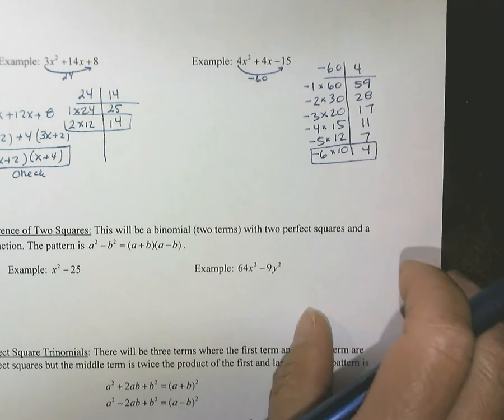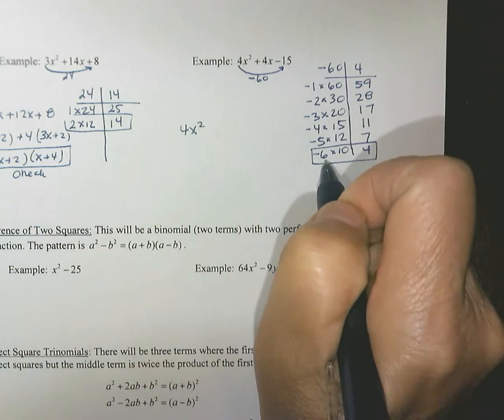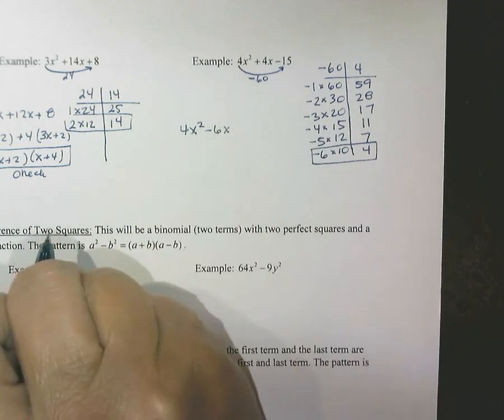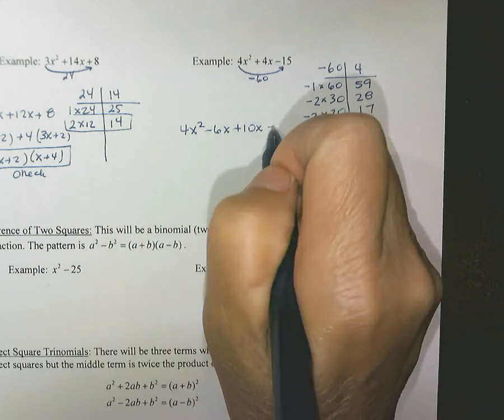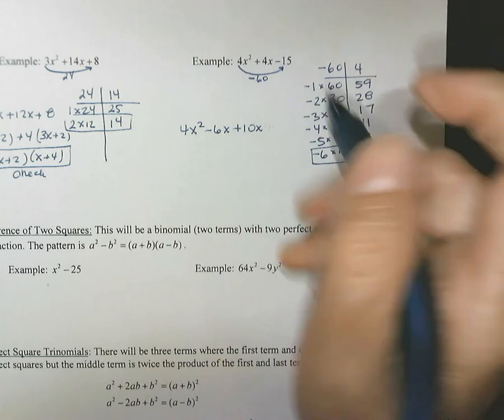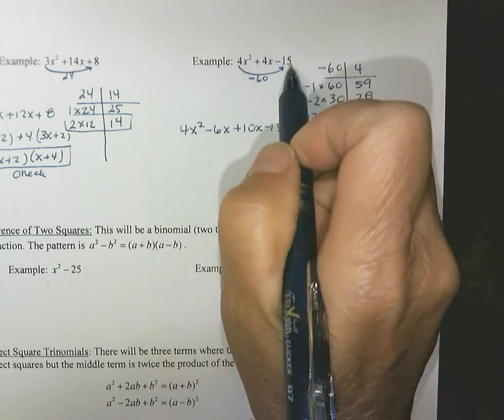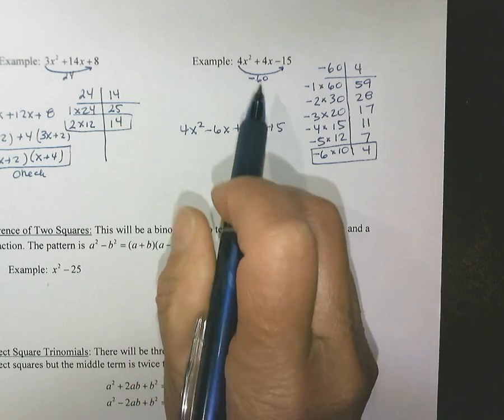So those are my terms I'm going to use. So I have the 4x squared minus 6x plus 10x plus 4. No, I'm sorry, not plus 4, minus 15. I'm looking at the wrong place. Minus 15 is up there. Negative 6x plus 10x gives me my 4x.